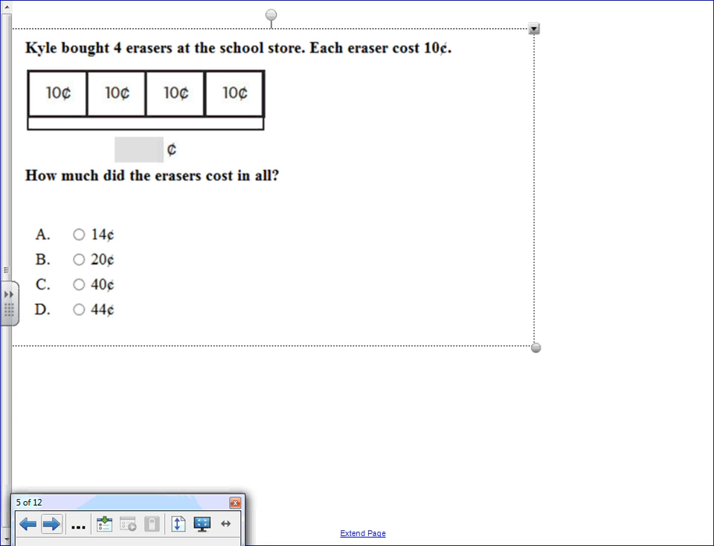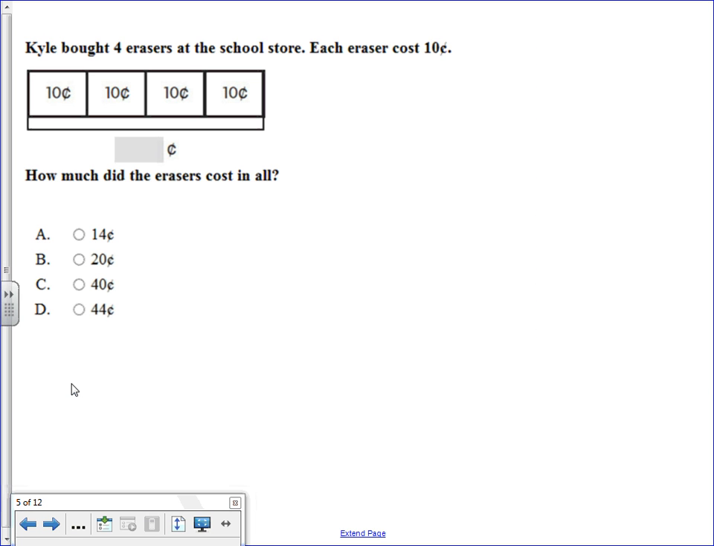Kyle bought 4 erasers at the school store. Each eraser cost 10 cents. How much did the erasers cost in all? Now this problem gives us a bar model. We've used the bar model before in addition and subtraction. This time we're using it in multiplication. So we are shown 4 different sections for the 4 erasers, and each one cost 10 cents. So how much did the erasers cost total? Christian? 40 what? Great. So this one we can just skip count 10, 20, 30, 40, or you could do 4 times 10 cents.